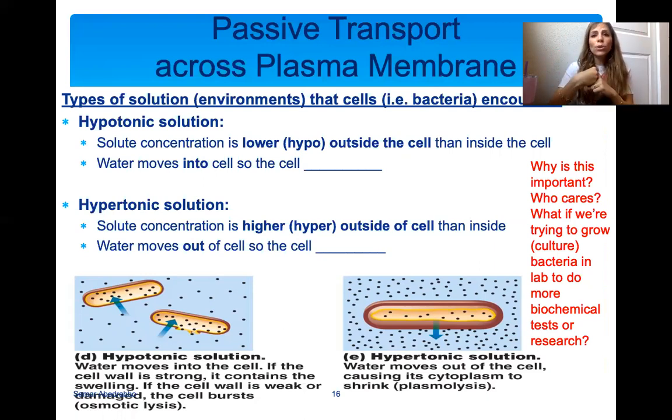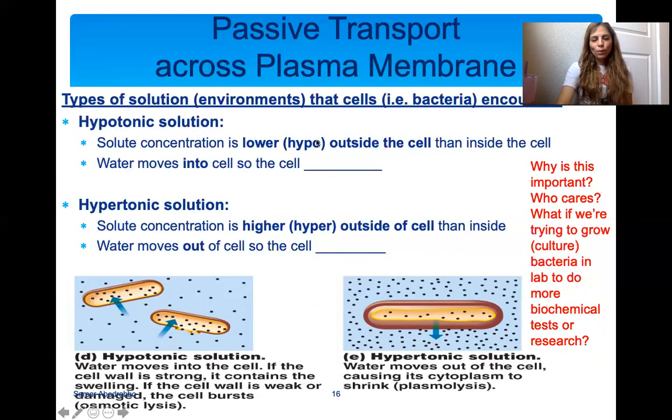So it's always important in general, depending on what you're trying to do, to figure out the salt concentration of your cells so that you can grow them in an isotonic solution. That's one reason. So if I'm trying to grow or culture bacteria in lab, culture bacteria means grow them, I want to make sure that I grow those cells in an isotonic solution, because a hypotonic solution is bad and so is a hypertonic solution.